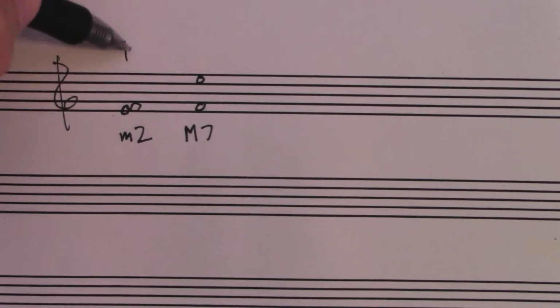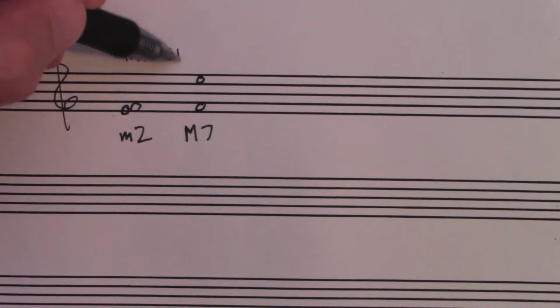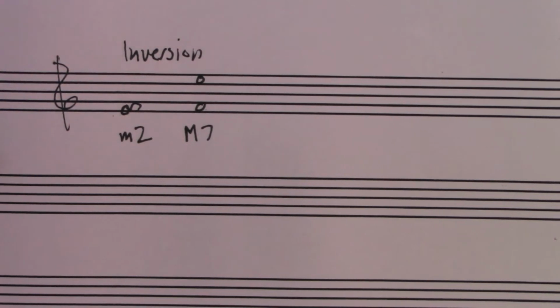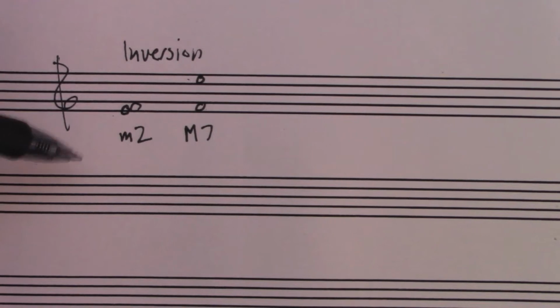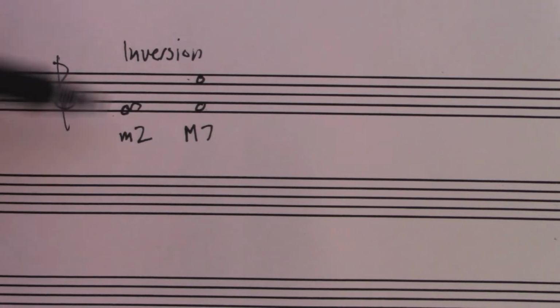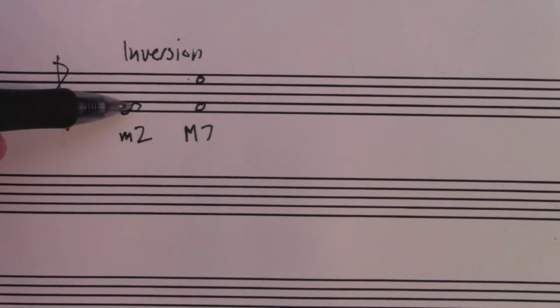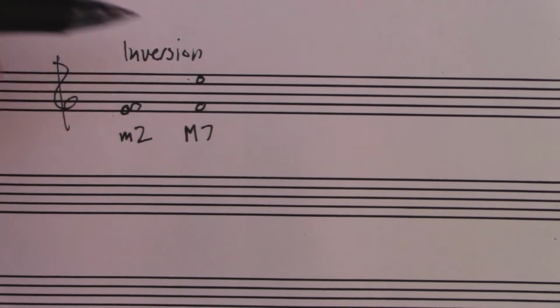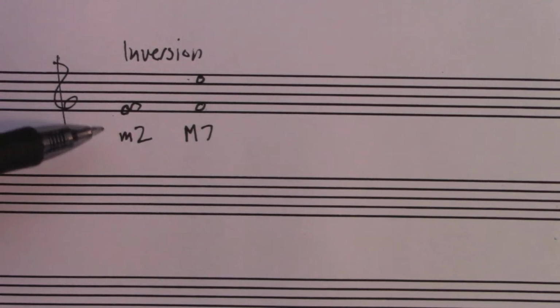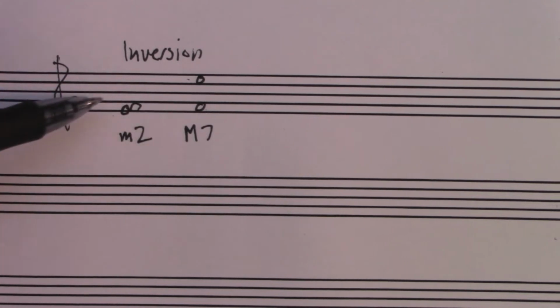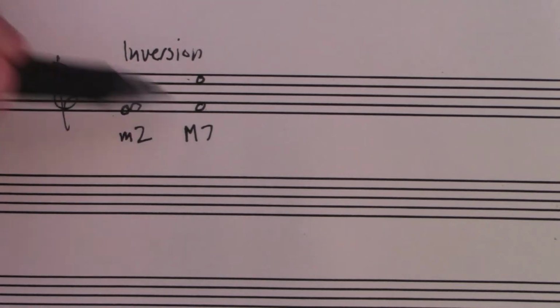This is called an inversion of an interval. One way you can think of it, this is E up to F, and this is E down to F. That's one way to think of it. Or the other way is E up to F, and then you just flip the letters around. F up to E. Either way, those are inversions. Same pitches, same letters, but in a different order. Okay.